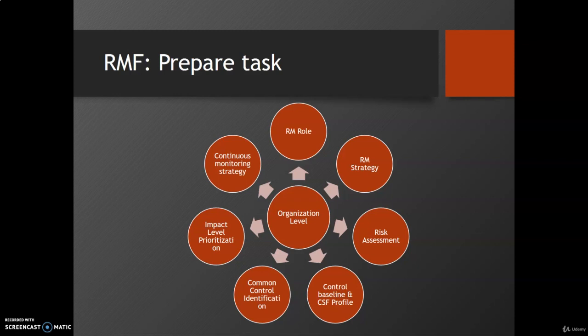Next step is control baseline and CSF profile. CSF is the cybersecurity risk profile. So if you have looked into the NIST Cybersecurity Framework, you must know about it. There are 3 stages, and the third stage is basically the profile, where we are creating the current profile and target profile and comparing them to see what the improvement areas are. So basically, now look into what is control baseline and CSF profile.